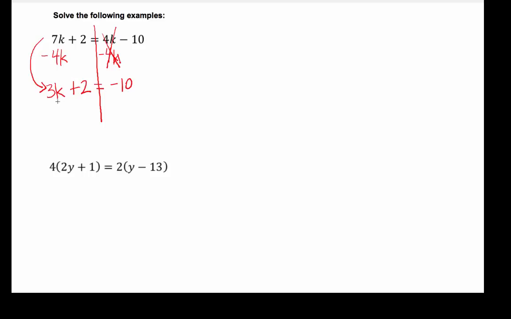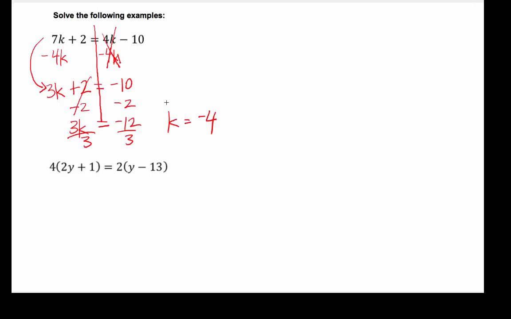So here's 3 times k. I'm going to do inverse operations here to get rid of this plus 2. I'm going to subtract 2 from both sides. Plus 2 minus 2, that's a 0. Bring my 3k down. It equals negative 10 minus 2, negative 12. Divide by 3. k equals negative 4.